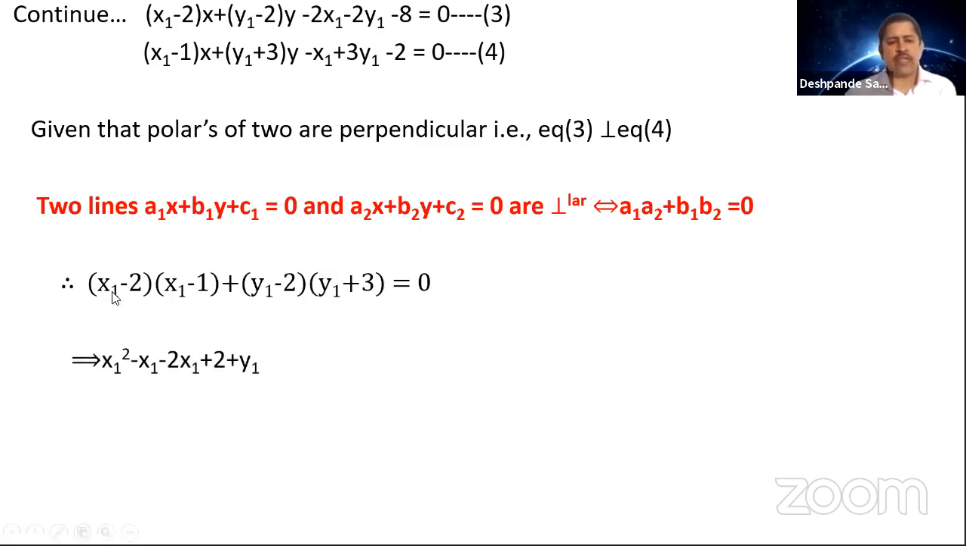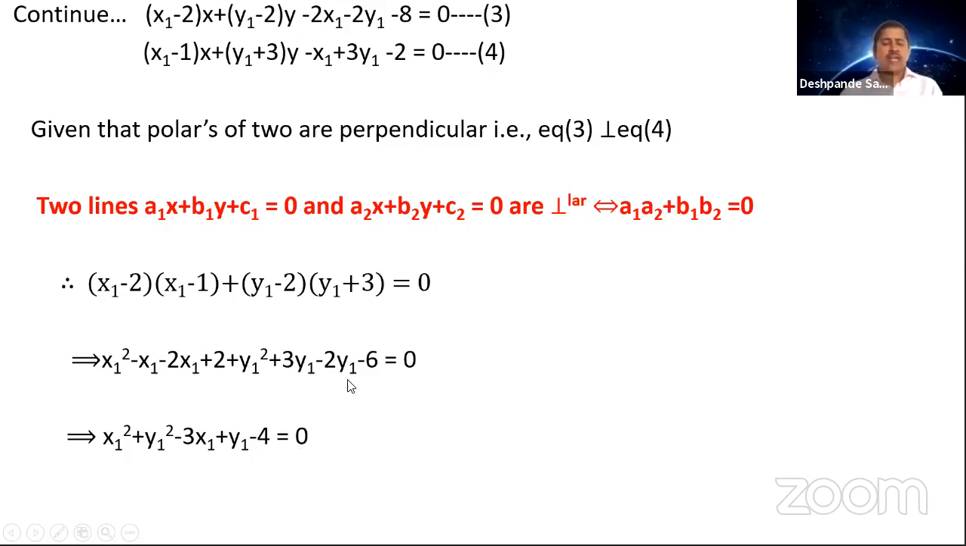So multiply these two. x1 into x1 is x1 squared. Then x1 into -1 is -x1, -2x1, plus 2. Likewise, y1 squared. Then y1 into 3 is 3y1, -2y1, and -2 into 3 is -6, equal to 0. So you see that there is x1 squared, then y1 squared, then -x1 - 2x1, which is -3x1. Then 3y1 - 2y1, which is y1. Then 2 and -6, which is -4, equal to 0. So you have got an equation now.